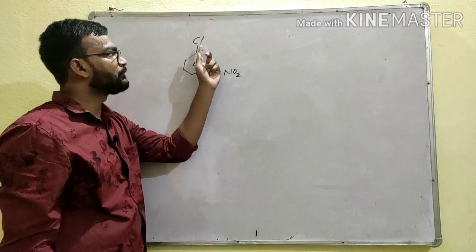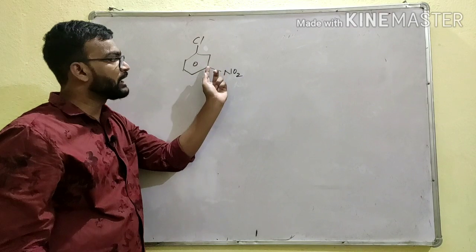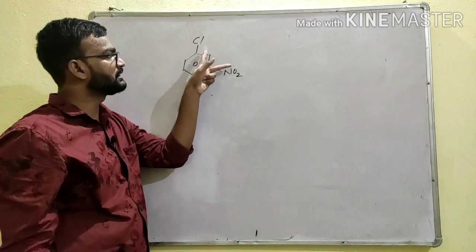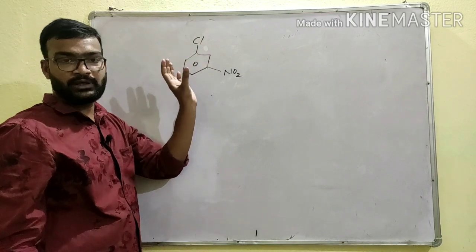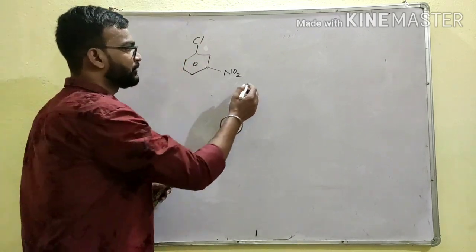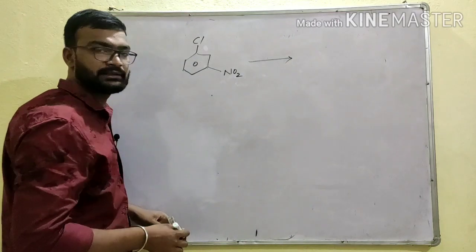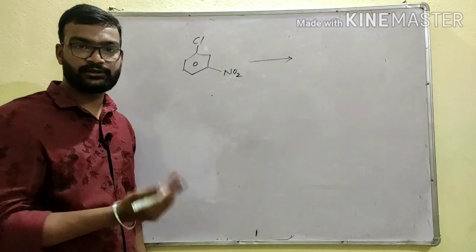You have benzene. In one position you have an electron donating group, and in another position an electron withdrawing group. And what is the relation? The relation is ortho-meta. Okay. Now if you have this system and you are going to carry out an electrophilic substitution reaction.